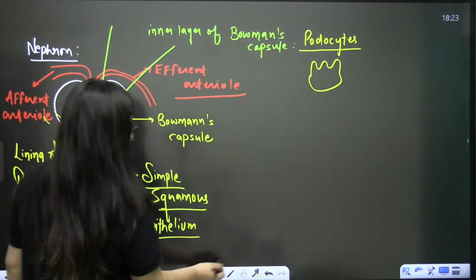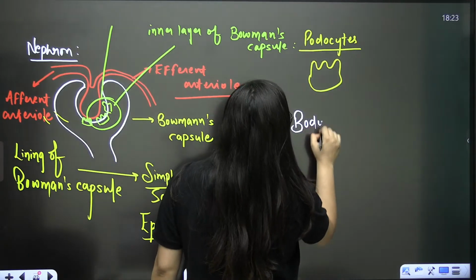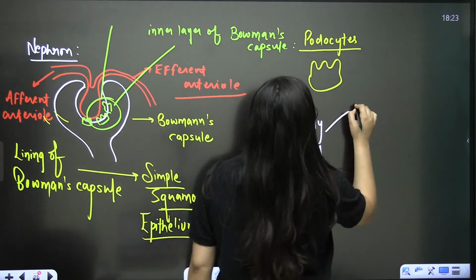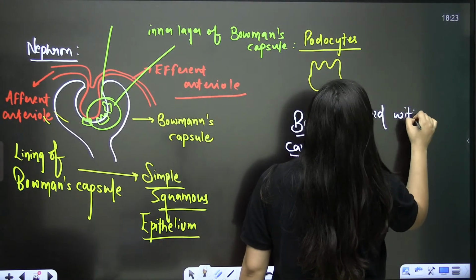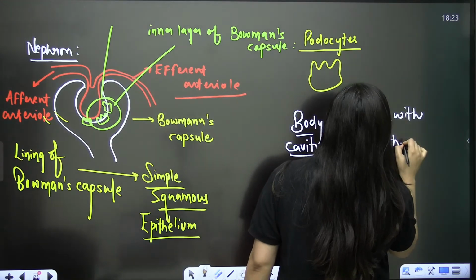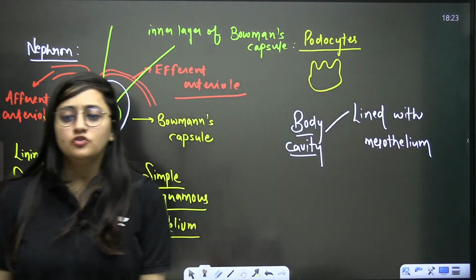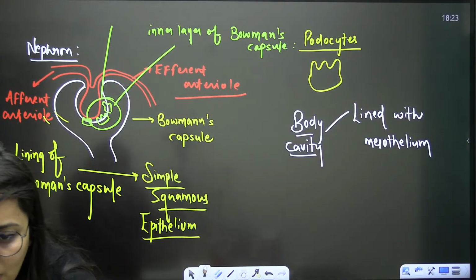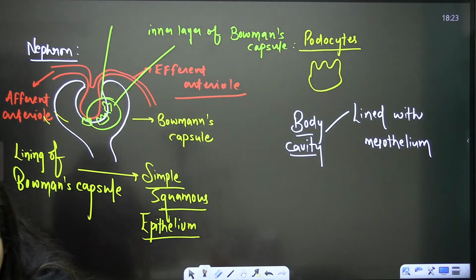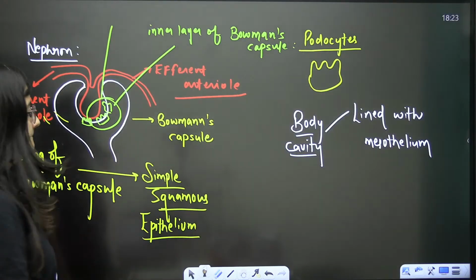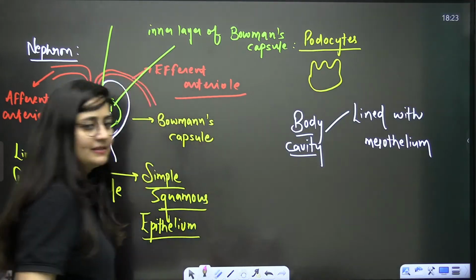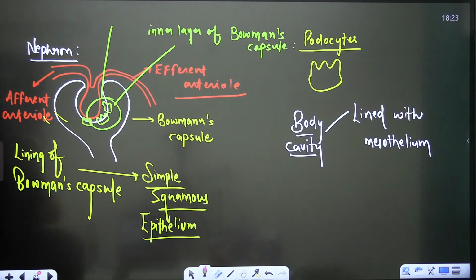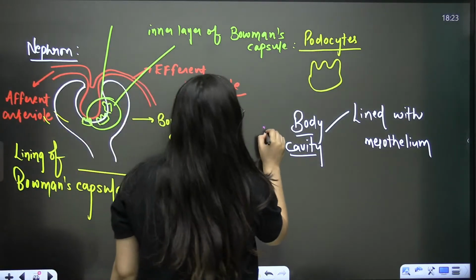And even your body cavities, the spaces in the body, are also lined with mesothelium. Now you know what mesothelium is. And you know about the blood capillaries also. So examples are important. Is it clear? Any doubt? So examples, again I'm repeating, they are important.